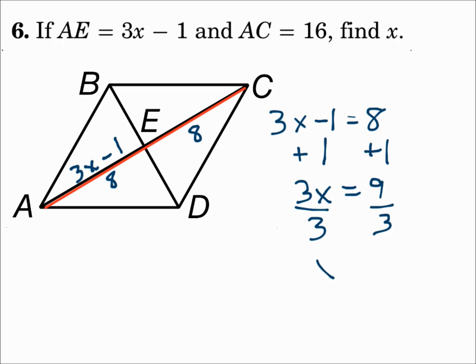Divide both sides by 3, and x equals 3. Remember that in a rhombus, the diagonals bisect each other, so those halves are congruent.